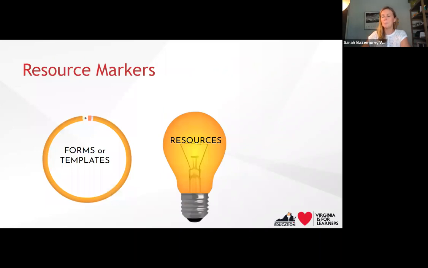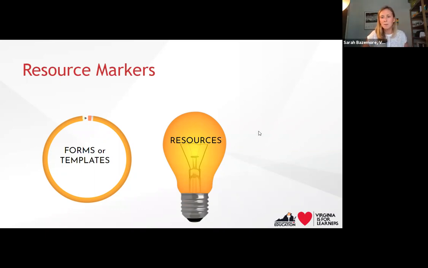Also, just a helpful tip, you'll see throughout the slides, and you have access to these slides. They are provided to you as well with this module. You'll see a light bulb, and when you see a light bulb, that is going to be a link to a resource that should assist you with whatever topic the slide is speaking to. If you see the pencil icon, that is going to be a link to an example template or form that you can use as is, or you can tweak and create to fit your school's needs.